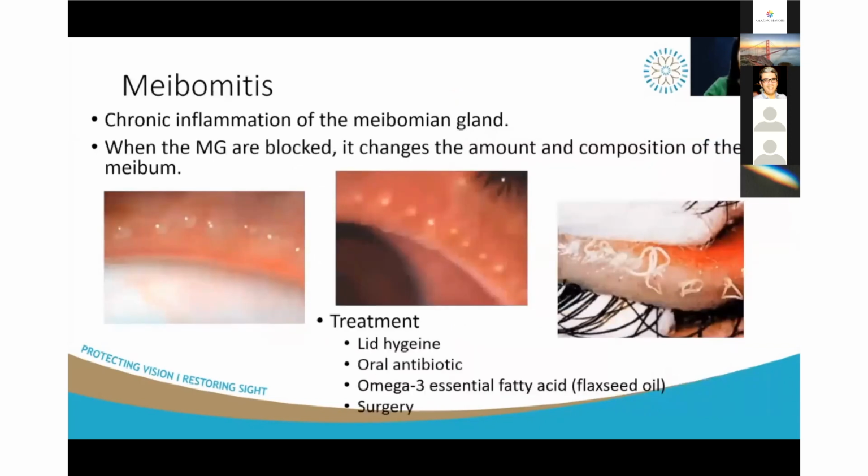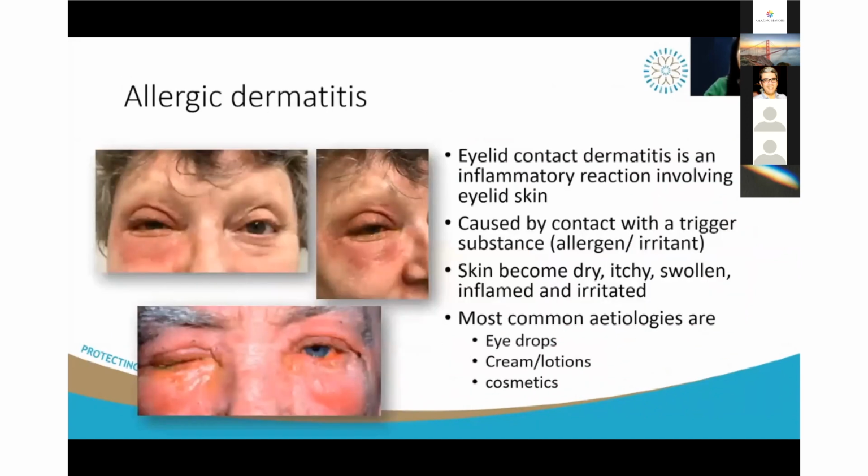Meibomitis is another condition of chronic inflammation of the meibomian glands. So when the meibomian glands are blocked, it changes the amounts and compositions of the serums. The patient's eye will feel discomfort, painful, red, swollen, burning sensation, and vision may sometimes be blurry. Treatment options include lid hygiene, oral antibiotic, omega-3 essential fatty oil, surgery.